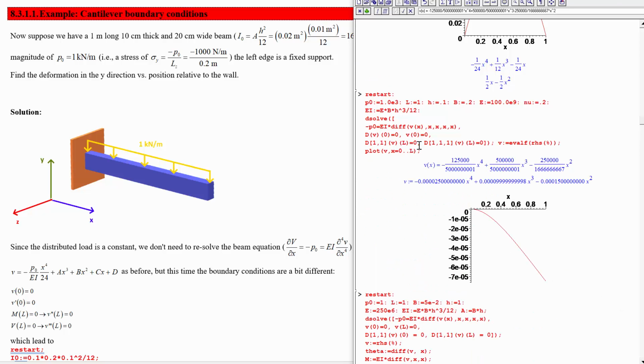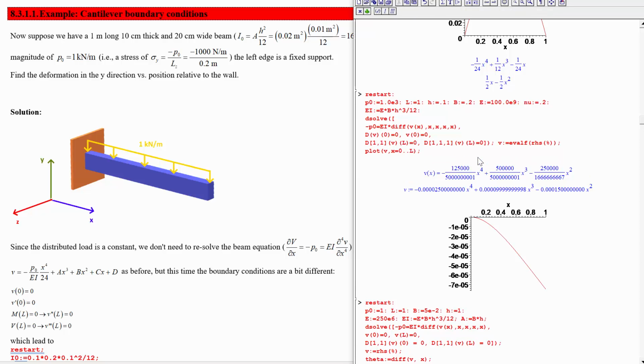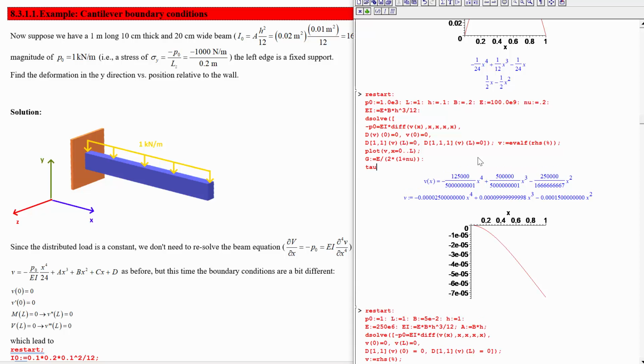Yeah. Did we need to care about the shear deformation? We could say what G is. E over 2 times 1 plus nu. And then tau x in the y is equal to V over A. And we're going to need to compute both of those.